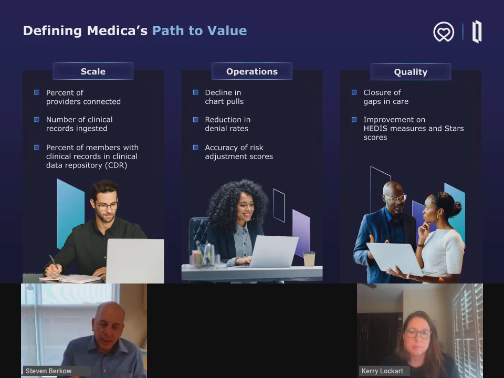I think Medica got it right here, and the right answer is both. And you can see that if you go from left to right here, they have really set up measures of success that articulate or illustrate the path to value that we're on with them.